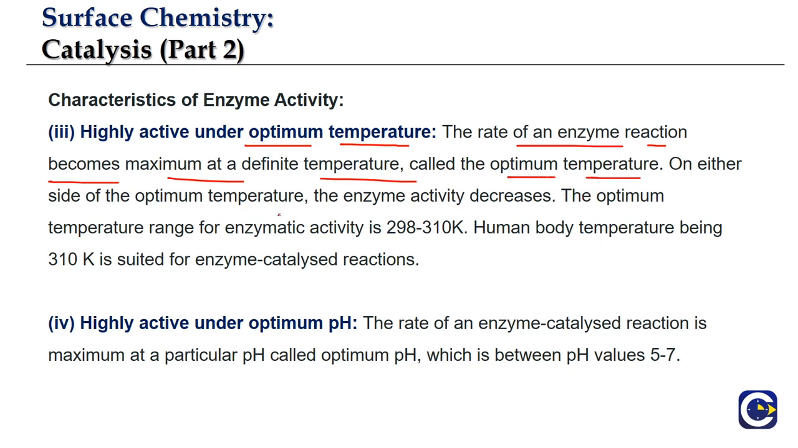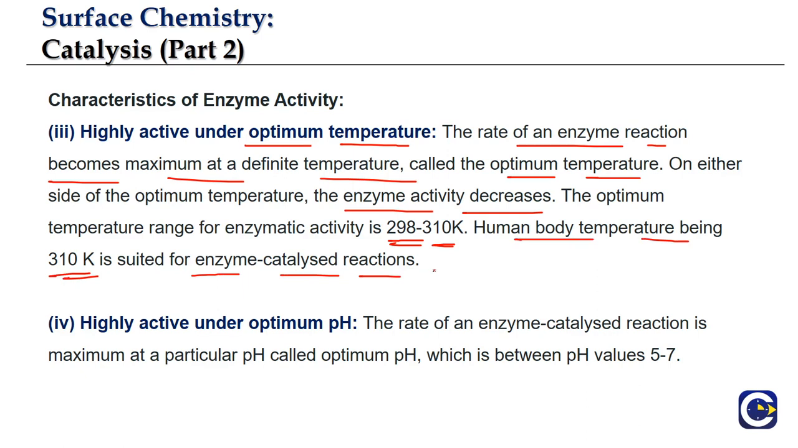Now, on either side of the optimum temperature, the enzyme activity will be decreasing, and the optimum temperature range for enzymic activity will generally be 298 to 310 Kelvin. So we'll see that this is the range of the human body temperature. Our human body temperature will be in the range of 310 Kelvin, and this suits the enzyme catalyzed reactions.